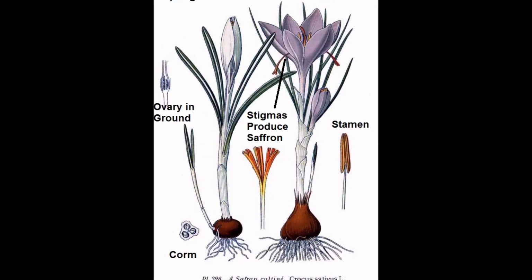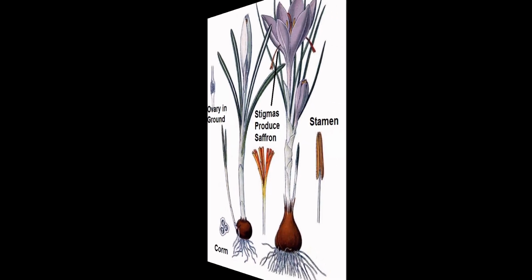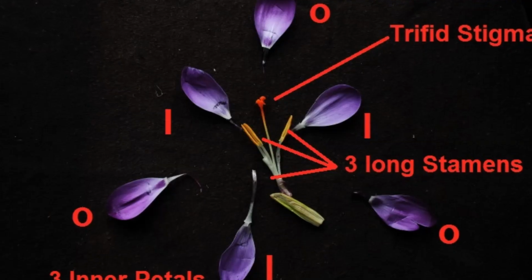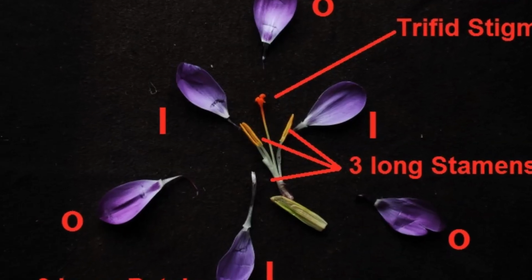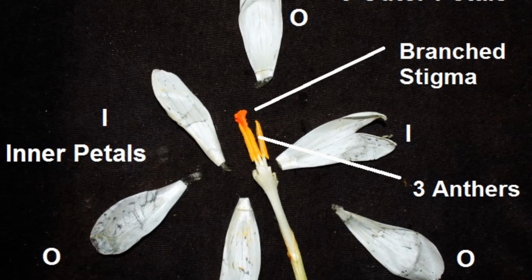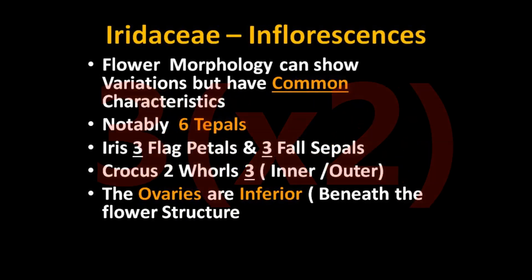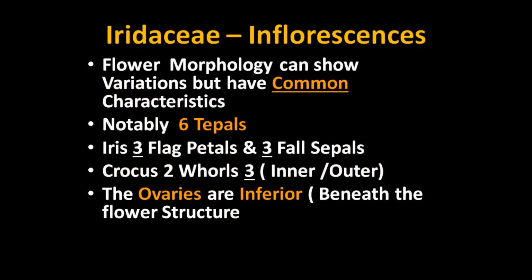temperatures in spring. So, although the flower morphology may appear to differ, it still retains the common characteristics, notably 6 tepals in the case of the iris, 3 standard petals and 3 fall sepals. In the case of the crocus, 2 whorls of 3 tepals, an outer perianth and a further 3 in the inner perianth. And in both cases the ovaries are set inferior, that is to say, beneath the flower structure or perianth.